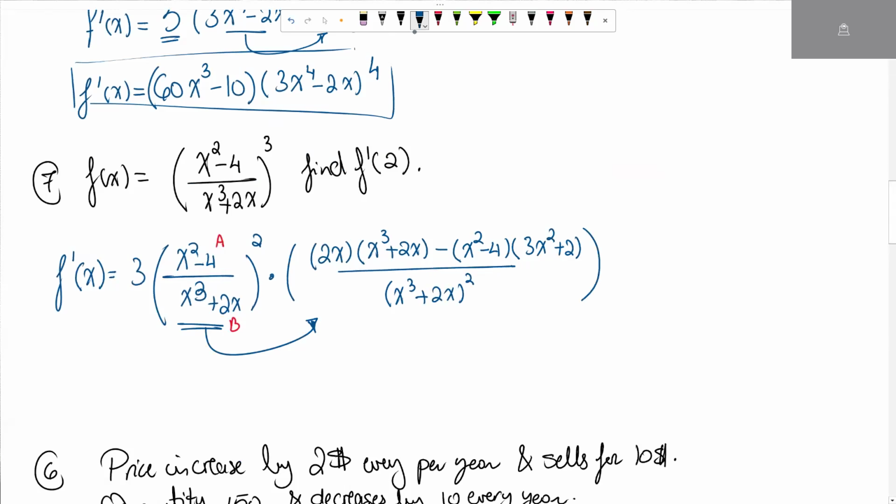Close the bracket. Now, they need me to find f prime of 2, which means I'll substitute 2 instead of every single x over here. On a calculator, and I'll find the answer.